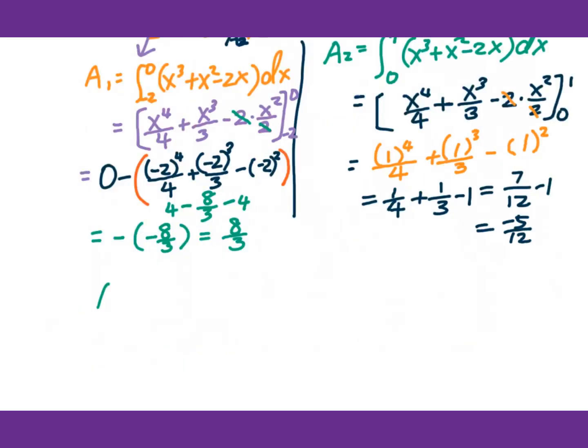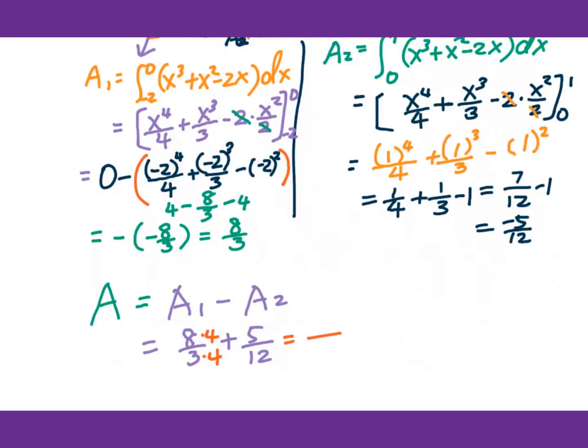The total area equals A1 minus A2. So you get 8 over 3 plus 5 over 12. We multiply by 4. You will get 32 over 12 plus 5 over 12. Final answer will be 37 over 12.